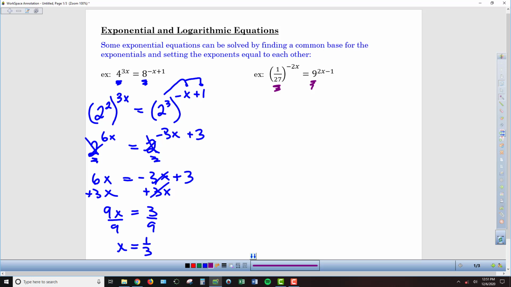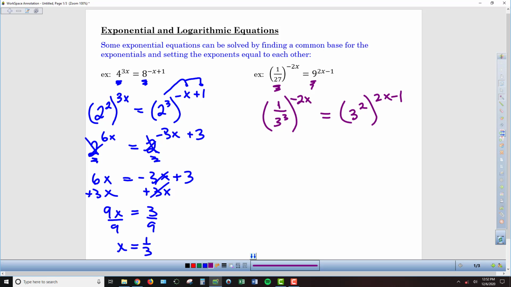So similar to what we did on the previous question, I'm going to try to rewrite both of these bases in terms of the same base, just this time it's 3 instead of 2. So 27, we can think of that as being 1 over 3 to the third. 27 is 3 to the third. Then I still have that being raised to the negative 2x. And then on the other side, I've got 9. I'm going to rewrite as 3 squared, and then that's being raised to the 2x minus 1.